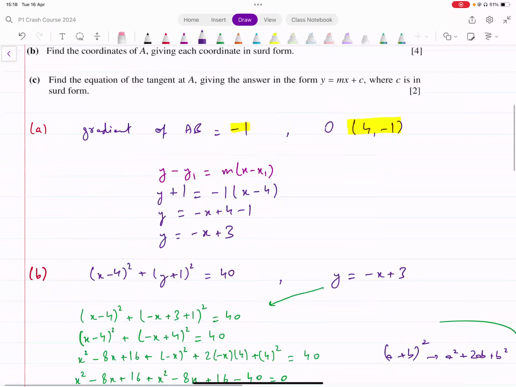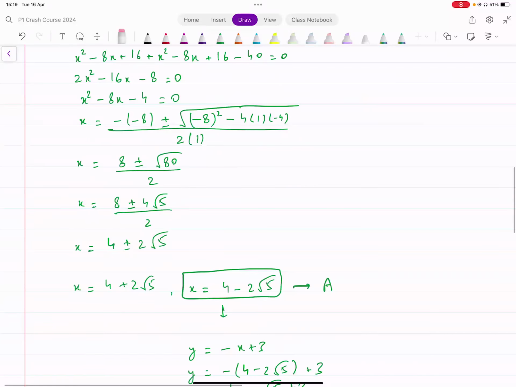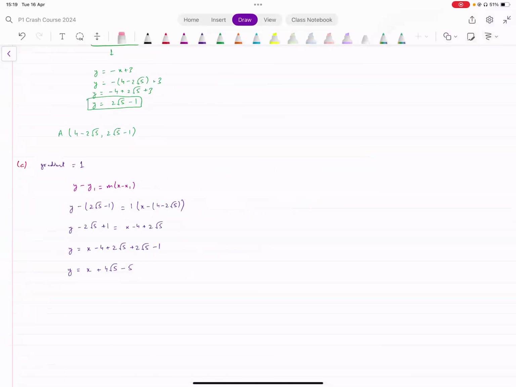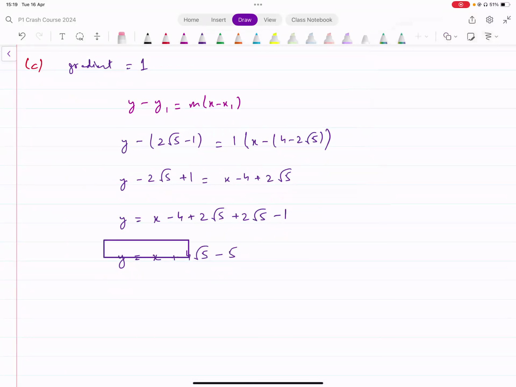You wanted c to be in surd form. That's exactly how we have found it here now. c is this whole thing, 4 under root 5 minus 5. And that's the equation of the tangent that we were looking for. y equals x plus 4 under root 5 minus 5. And that's the final answer.